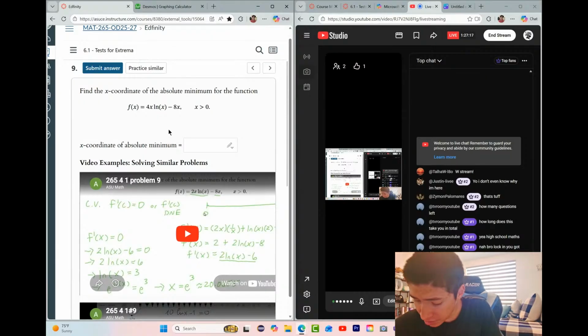So we have f of x equals 4x natural logarithm of x minus 8x. 4x greater than 0.